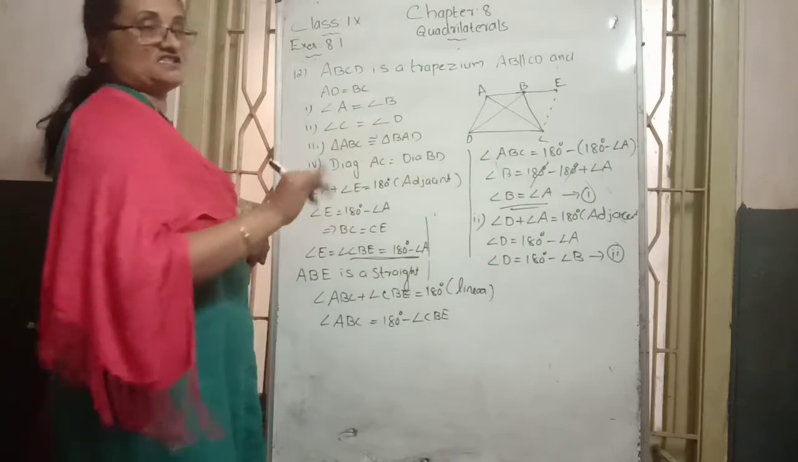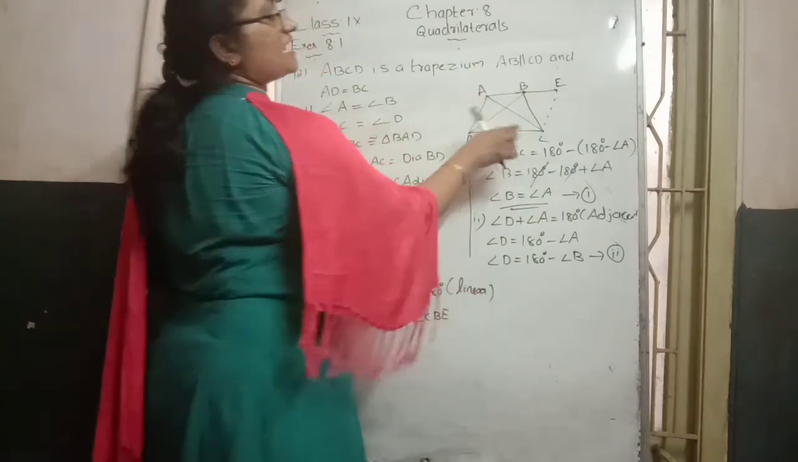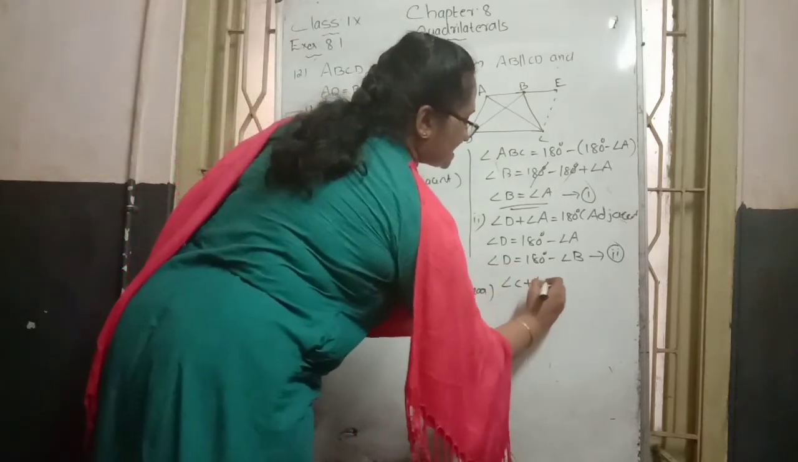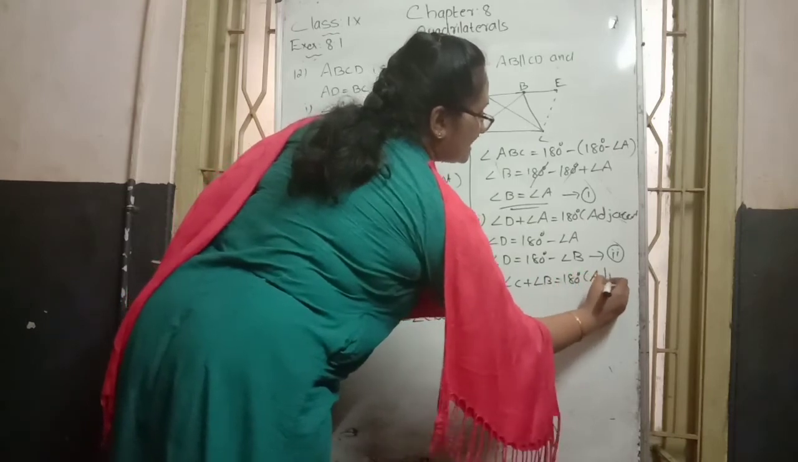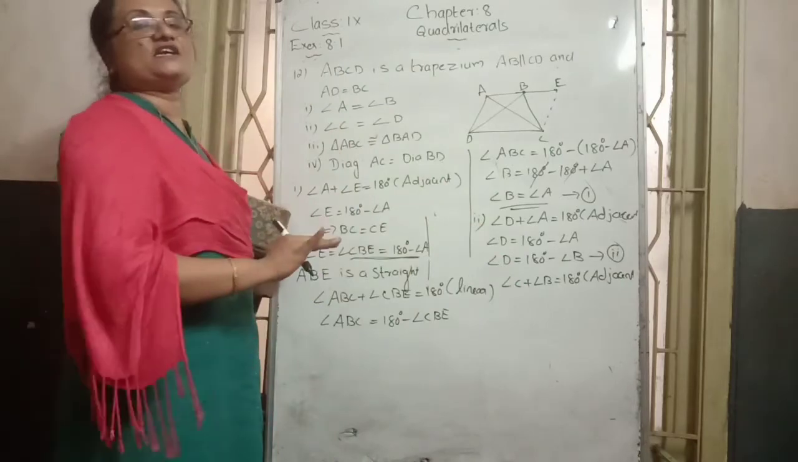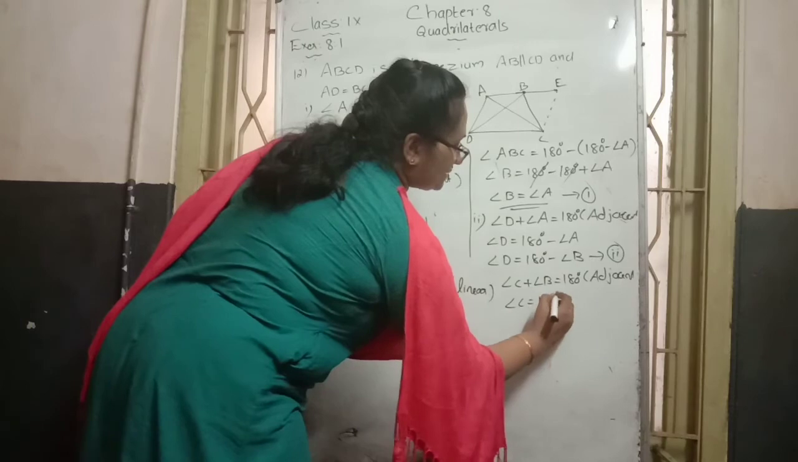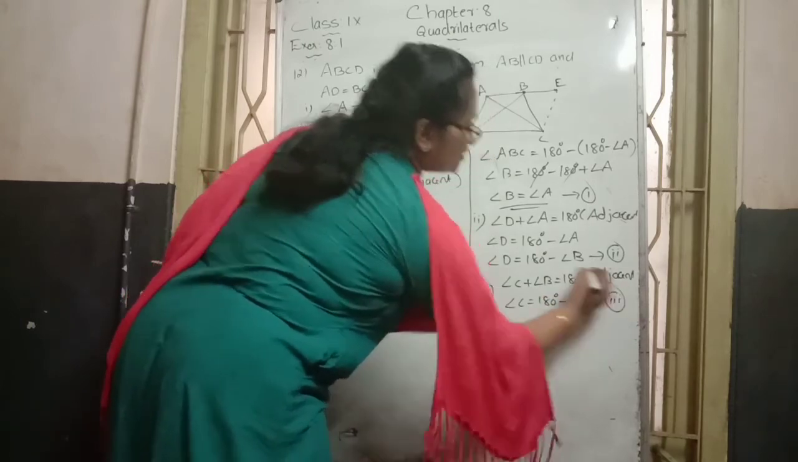Then it is not completed. The angle C case is also needed. For angle C, how can we write it? Angle C and angle B are adjacent angles. There also we can write angle C plus angle B is equal to 180. They make adjacent angles. We want angle C, so angle C stays on the left side and angle B goes to the opposite side: 180 degrees minus angle B. Mark it as equation number 3.